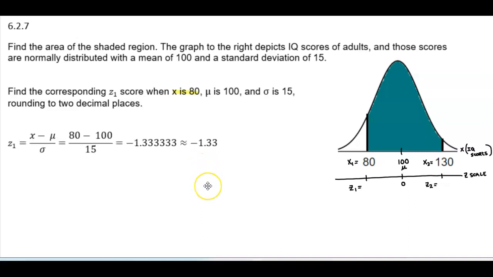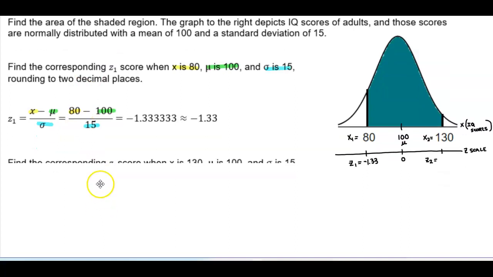So what we're going to do is plug in the value of x to be 80, the value of the mean to be 100, and the value of the standard deviation to be 15. So when we take 80 minus 100 divided by 15, we get negative 1.333333. Rounding it to 2 decimal places gives us negative 1.33. So we get negative 1.33 here, and you can see that it's to the left of 0, so it should be negative.